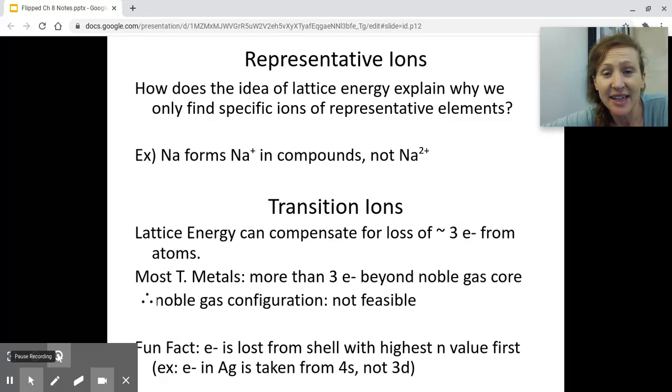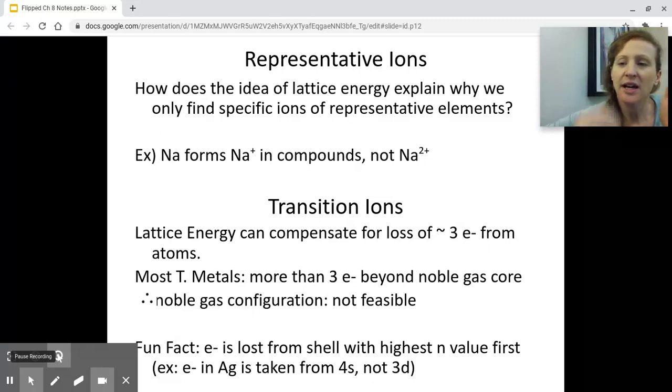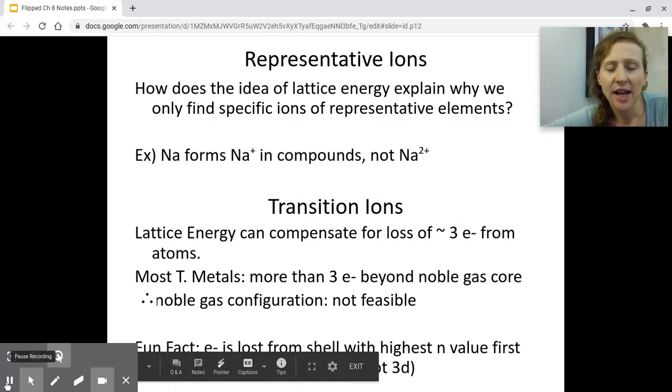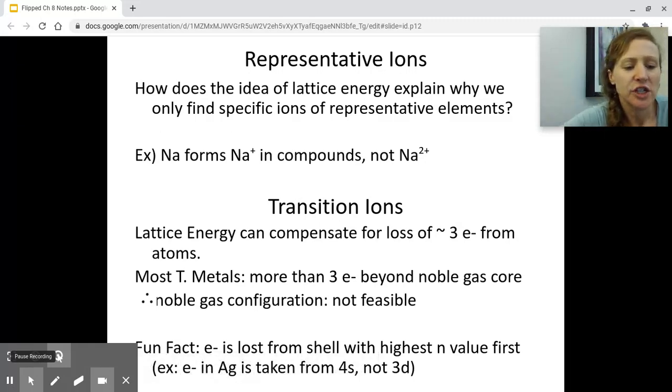So let's talk about the difference between representative ions and transition ions. And we want to talk about how the idea of lattice energy explains why we only find specific ions of representative elements. For example, why does sodium form Na+ in compounds, but never form Na2+? And this all has to do with that energy diagram trade-off.